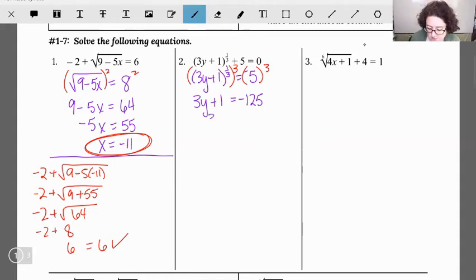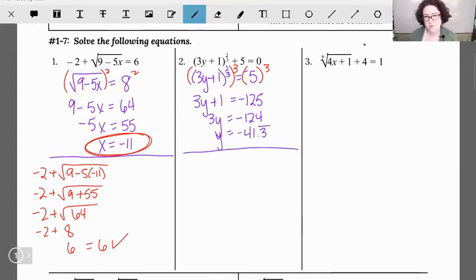Alrighty, keep going. So move the 1. So we'll have a negative 124. And then divide through both sides by 3, and we're going to get a negative 41.3 repeating. So let's check this out. So if we're going to plug in negative 41.3 repeating, that means you want to type in a whole bunch of 3s, no matter what calculator you're using.